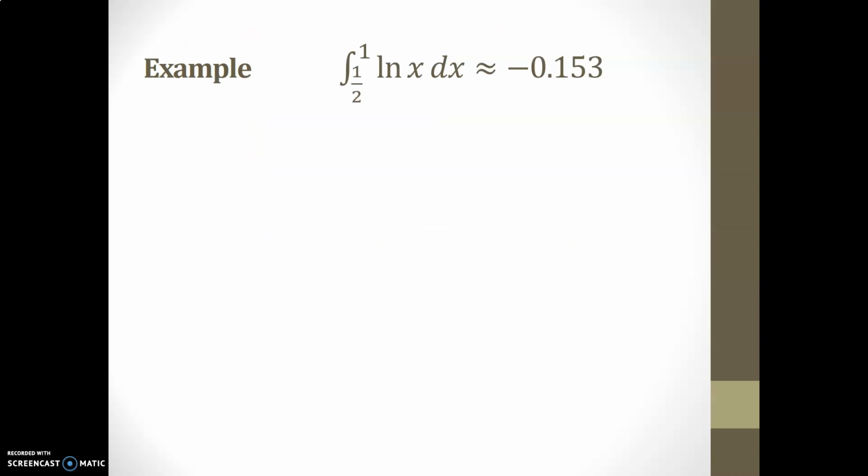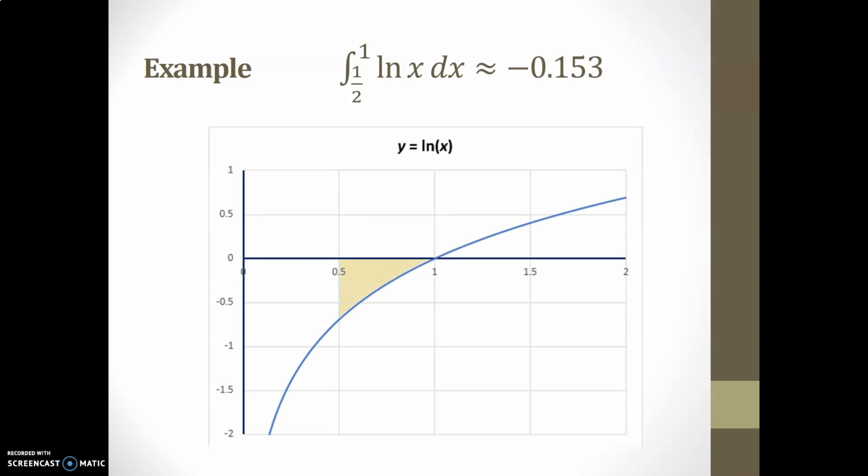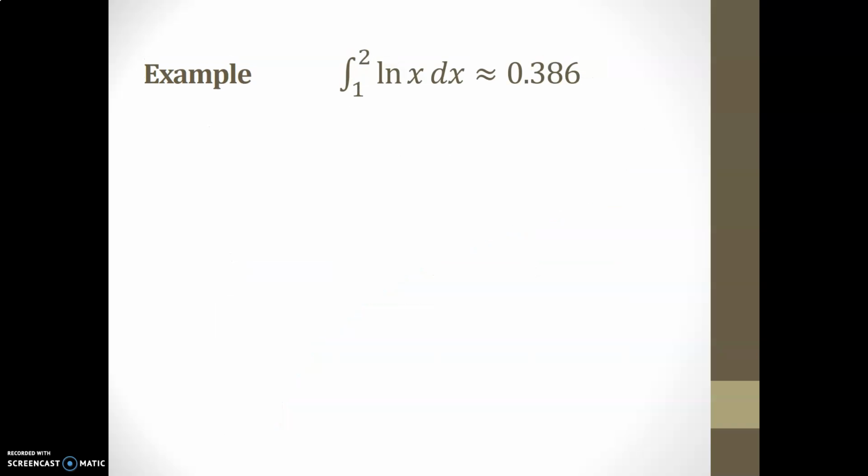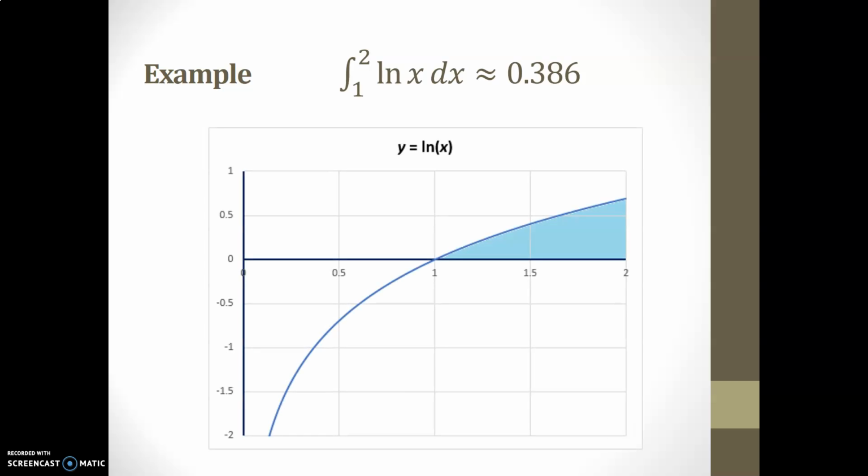For instance, when we integrate from minus a half to 1 the function ln of x dx, we will get a result that is negative, so roughly minus 0.153, which is not surprising because a logarithmic function is negative before getting to its x-intercept at 1. The integral from 1 to 2 of ln of x is roughly 0.386, a positive number, also not surprising because a logarithmic function is positive once x is beyond 1.